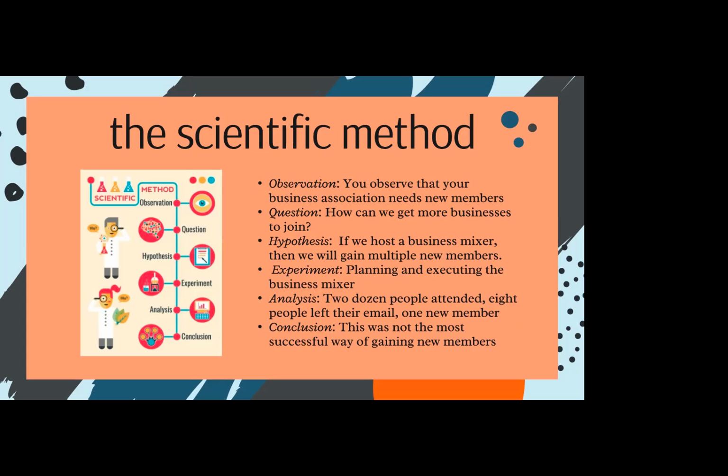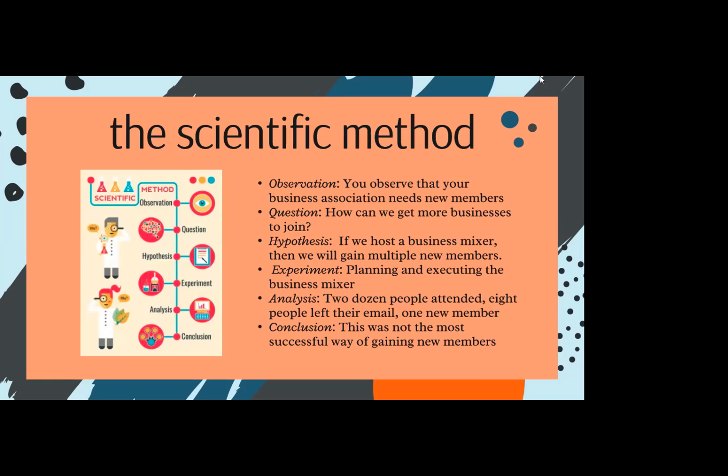And then on the right, I created a hypothetical event, and I applied the scientific method to determine how I would go about evaluating the event. So for instance, with the very first step, which is an observation, as a business district associate, I've observed that our business association needs new members. So then the next step is a question. How can we get more members, more businesses to join?